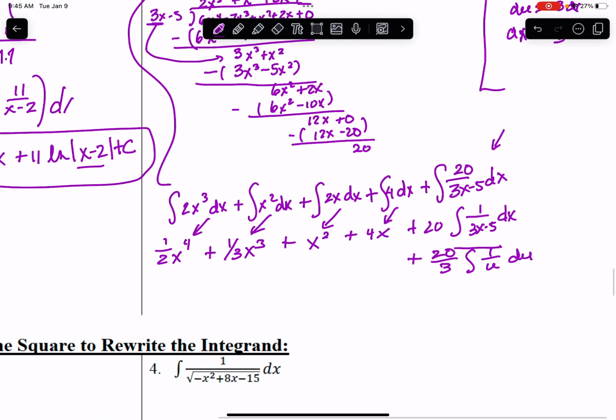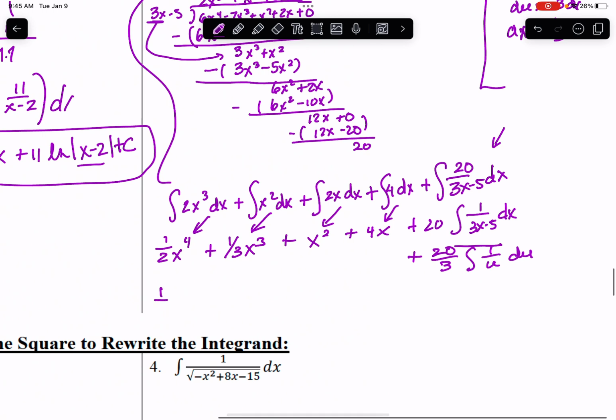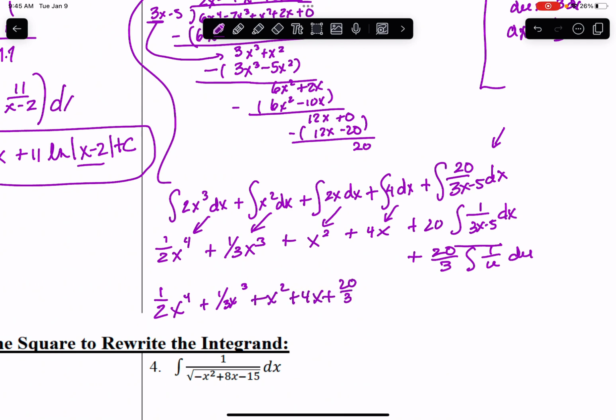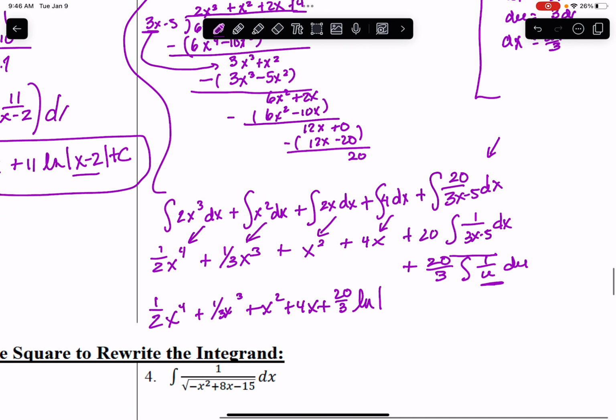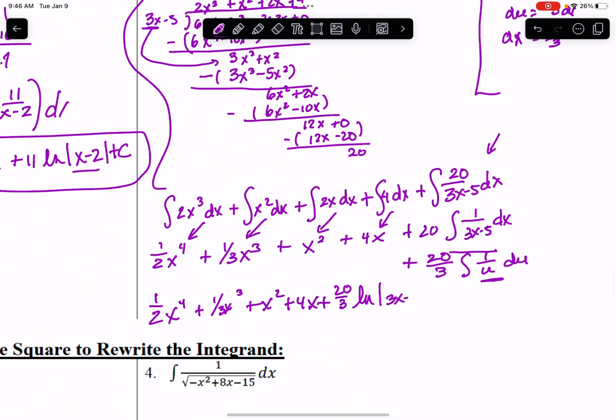All right, so we're ready to write the whole thing out, I believe. 1/2 x to the 4th plus 1/3 x cubed plus x squared plus 4x plus 20 over 3, and then taking the integral of that, that would be ln of u, and u is 3x minus 5, plus c. There we go.